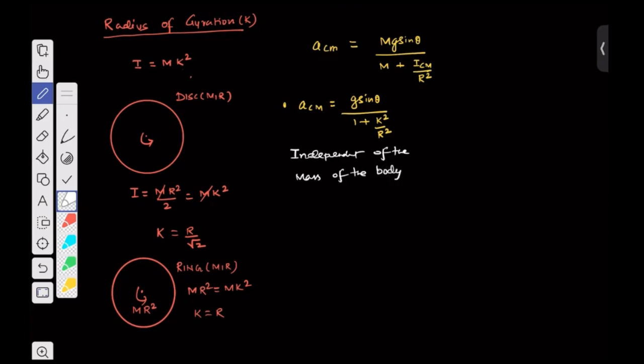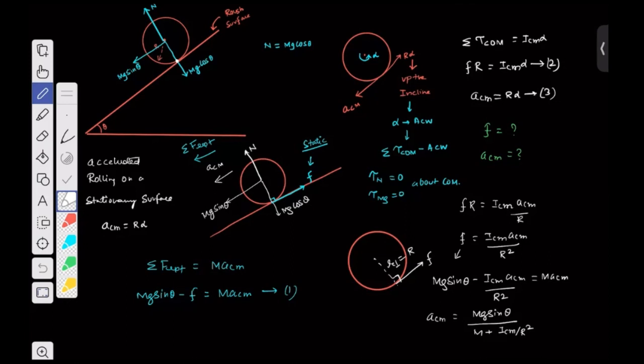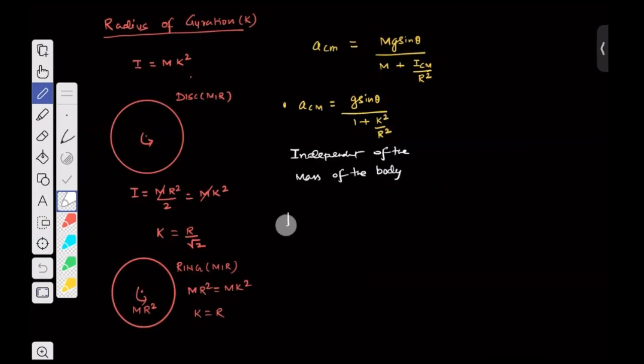Correct. Now next we will find the friction force. We have the friction force as I_cm a_cm by R square, which I'll write as MK square by R square into a_cm. Just multiplying a_cm, we are going to get mg sin theta. Simplifying it, I'll write it as 1 plus R square by K square. Correct? Check once.